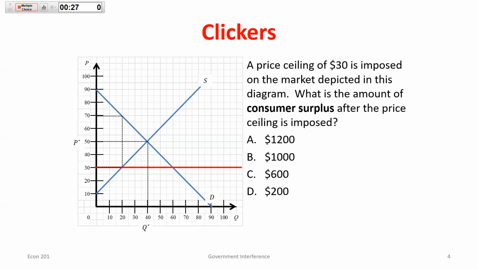So we can't tell some of these points. At this price ceiling of 30, on the supply curve, we're at 20. On the demand curve, it's at 60. At that quantity of 20, we go up, and that value is 70. Hopefully with these values and this graphical representation, you should be able to calculate consumer surplus after this price ceiling of $30 is imposed.